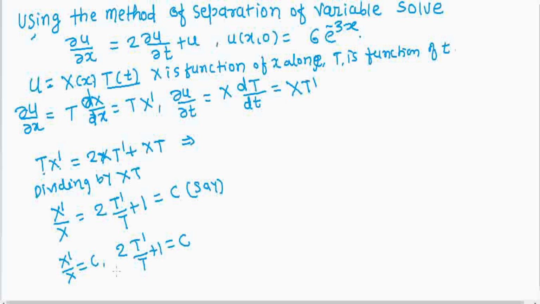This is an important point to note here: when we get separate terms of the variables x and t, we have equated those terms with a constant, that is X dash divided by X. Now if we write this explicitly, the equation looks like this: 1 divided by capital X into dX divided by dx equal to c, and 2 divided by T into dT divided by dt equal to c minus 1. We have taken 1 to that side.